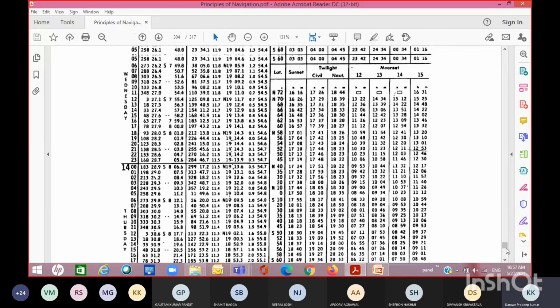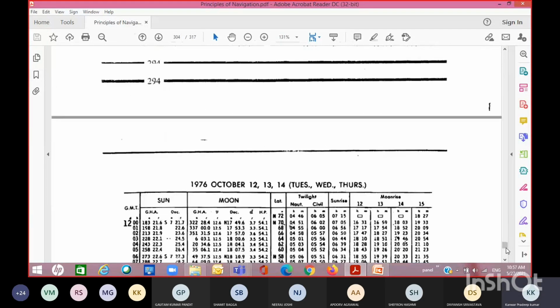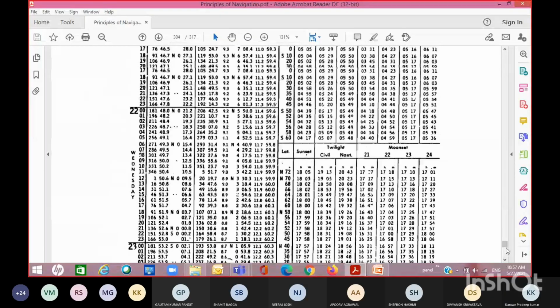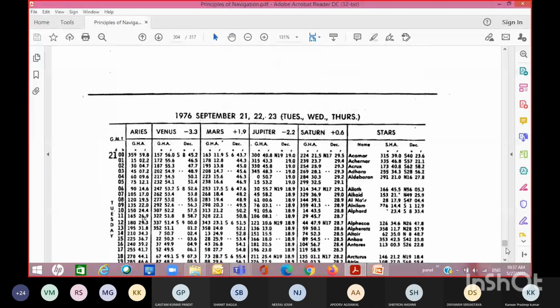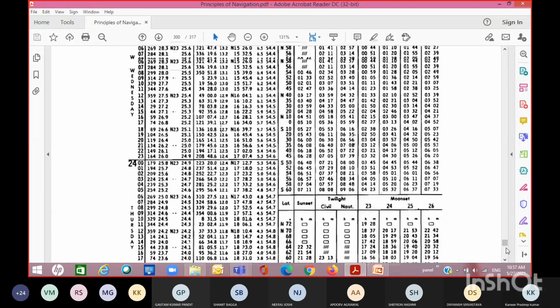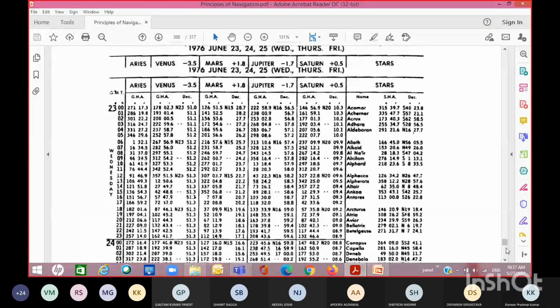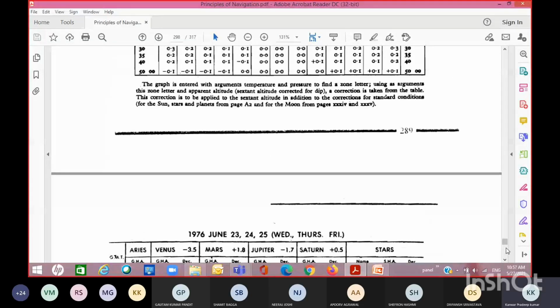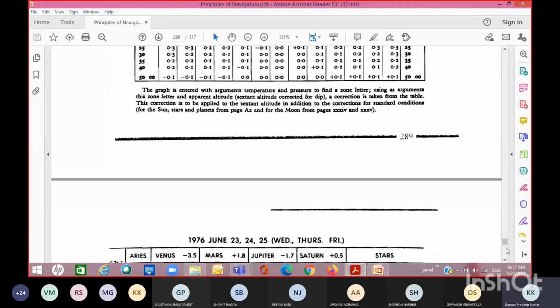Let me see if there is a smaller age of the moon. Yeah, this one. This one is on different side. If you have the full almanac, then when you leaf through the almanac, you can see the sequence, how it goes. So we'll come back to another topic.